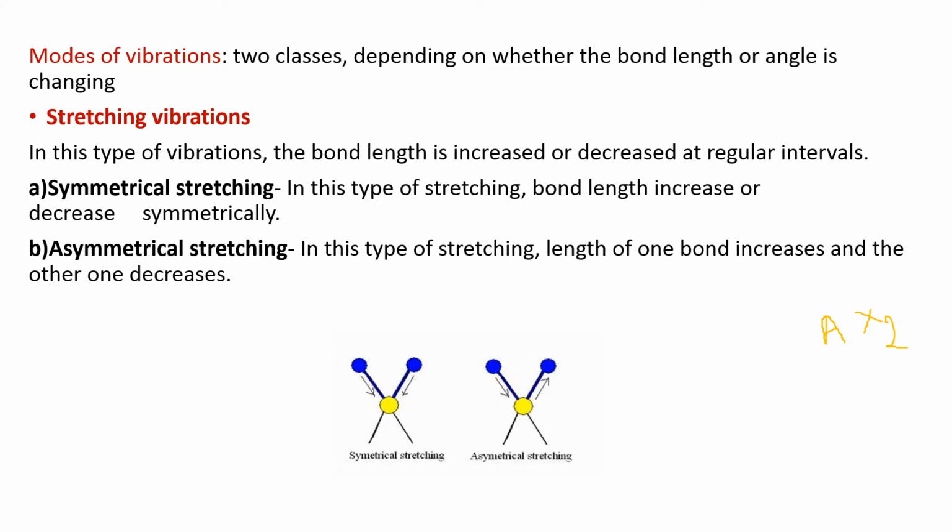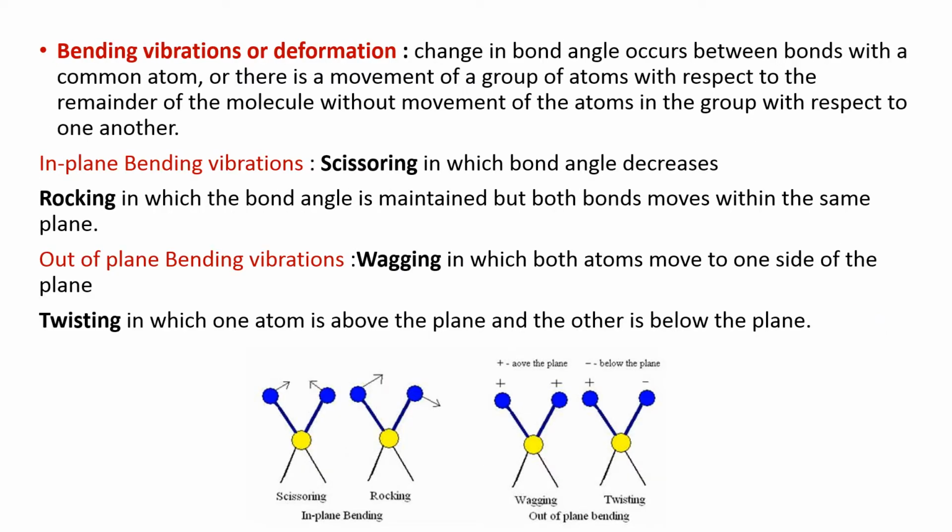Stretching vibrations are of two types: symmetrical stretching and asymmetric stretching. In symmetrical stretching, the bond length decreases or increases symmetrically, whereas in asymmetric stretching, the length of one bond increases and the length of other bond decreases. So this is second mode of vibration, that is bending vibration.